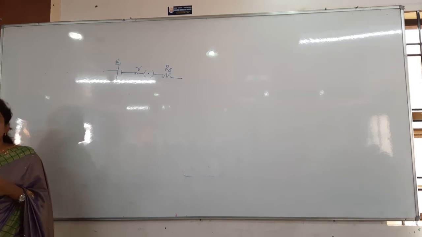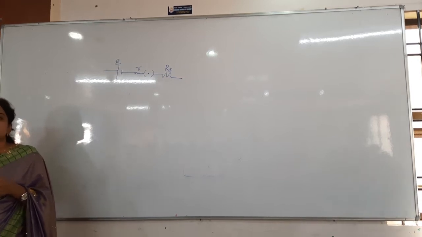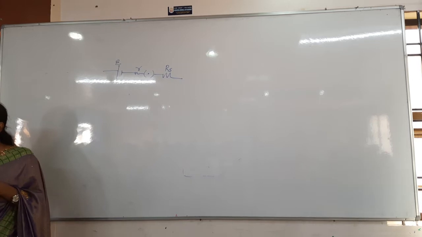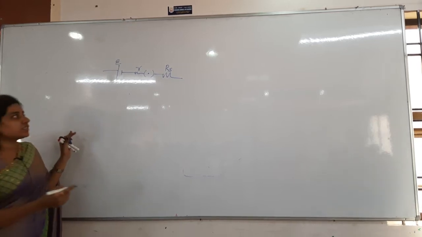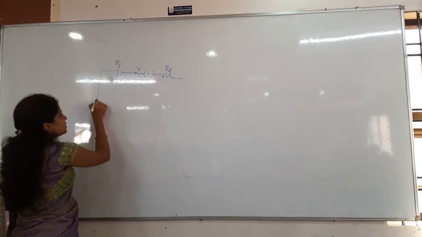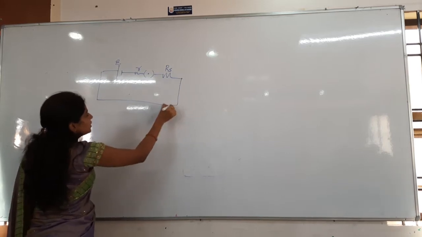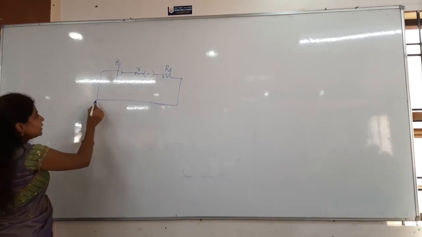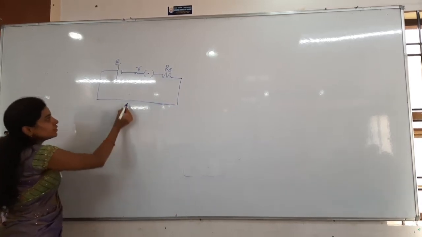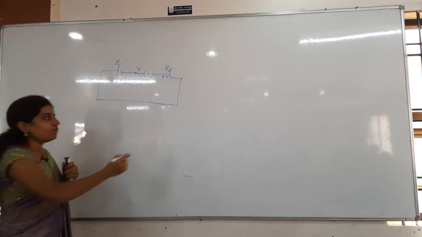You might be done in the practicals also, by just moving the jockey we will vary the resistance of the rheostat. So here this is a rheostat, otherwise they will say it as a series resistance, anything is correct only. Now this entire setup is connected to a wire. This is the potentiometer wire of length L.